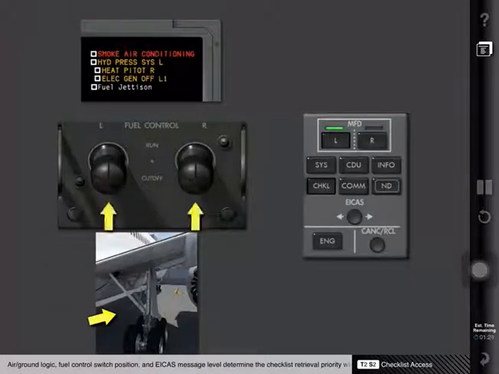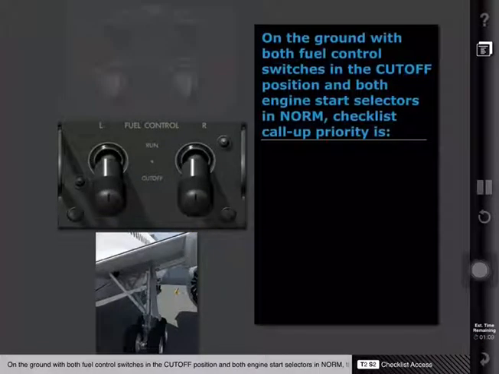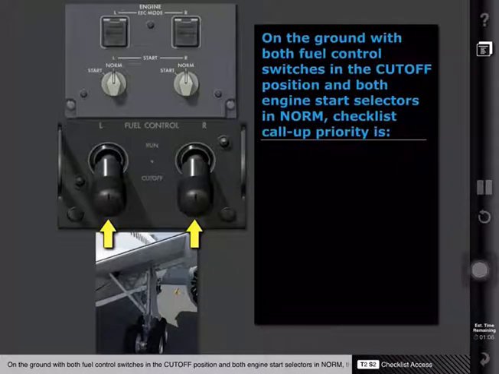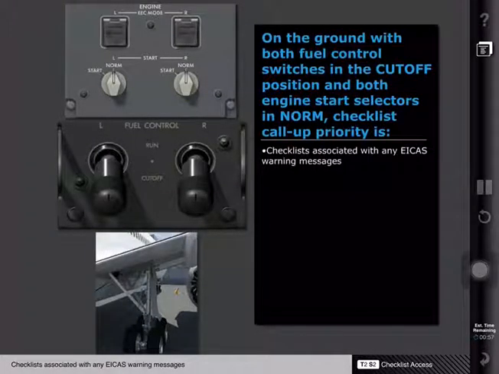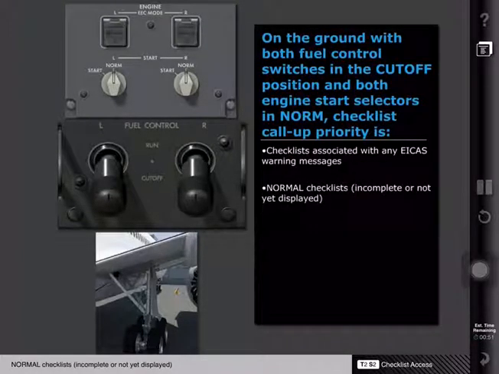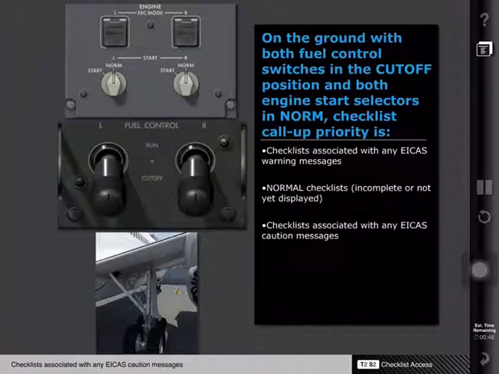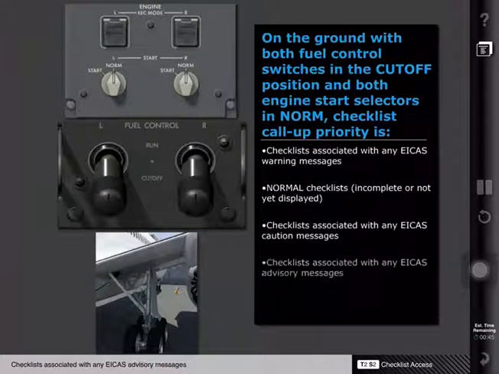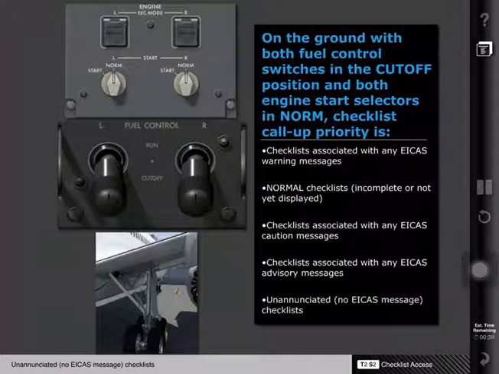Air-ground logic, fuel control switch position, and ICAS message level determine the checklist retrieval priority when the checklist display switch is pushed. On the ground, with both fuel control switches in the cutoff position and both engine start selectors in normal, the checklist call-up priority is checklists associated with any ICAS warning messages, normal checklists, checklists associated with any ICAS caution messages, checklists associated with any ICAS advisory messages, and unenunciated checklists.